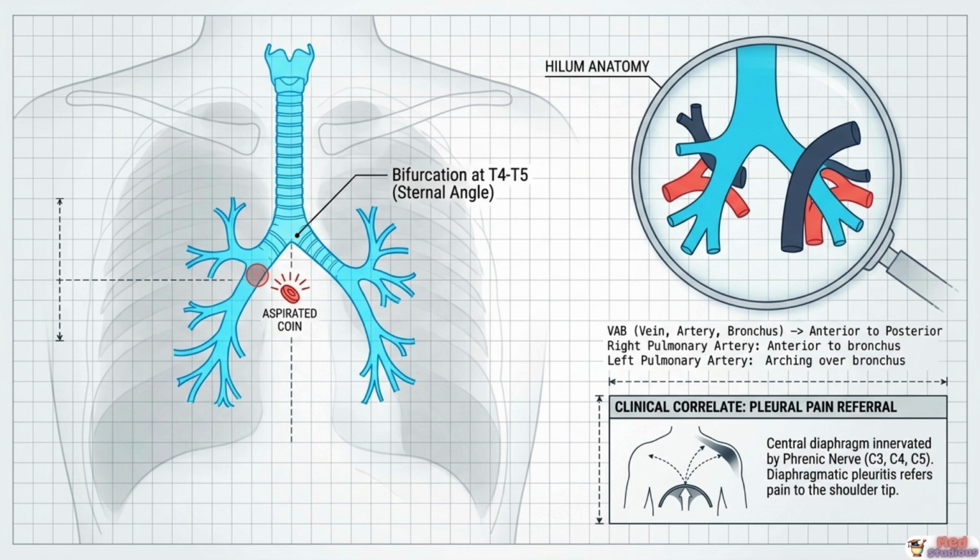The central diaphragm is innervated by the phrenic nerve, arising from cervical roots C3, C4, and C5, which means diaphragmatic pleuritis characteristically refers pain to the tip of the shoulder rather than to the chest itself, a classic example of anatomy directly explaining an otherwise puzzling clinical symptom.